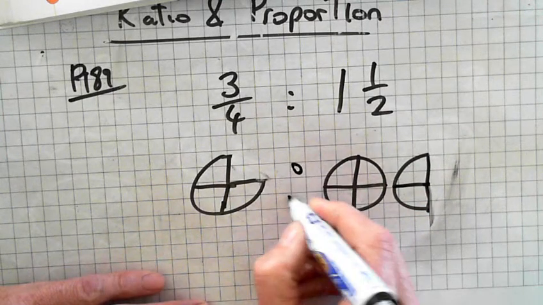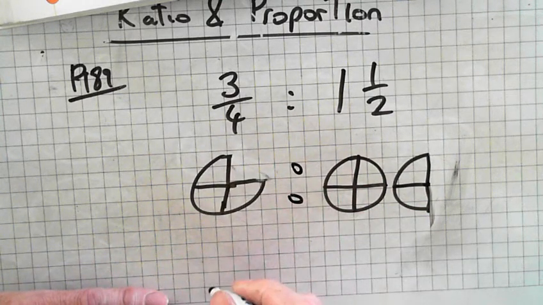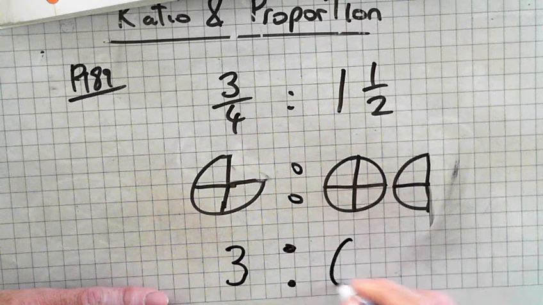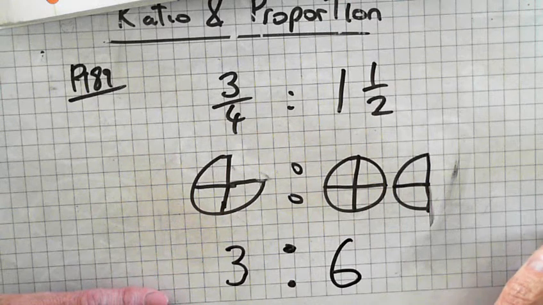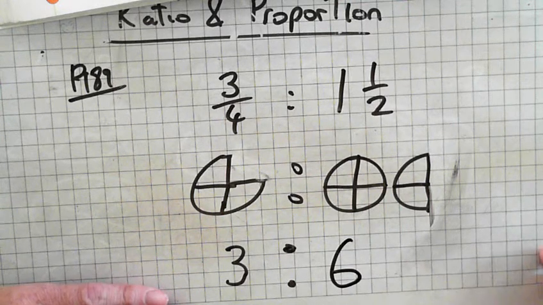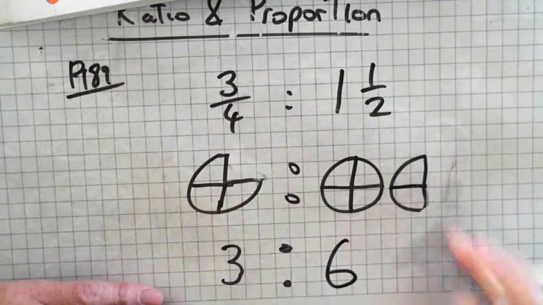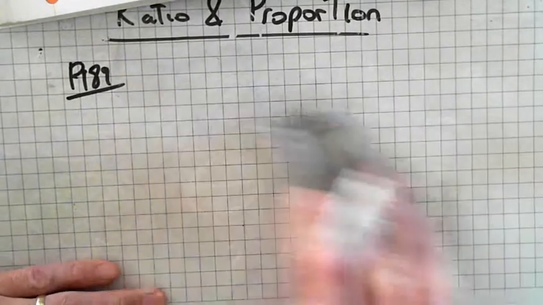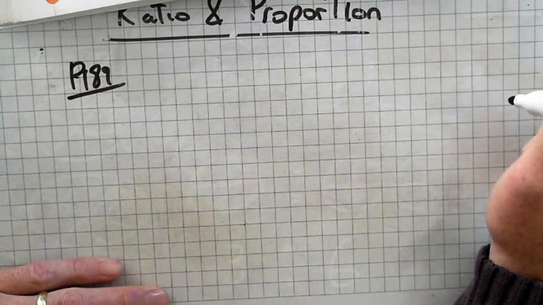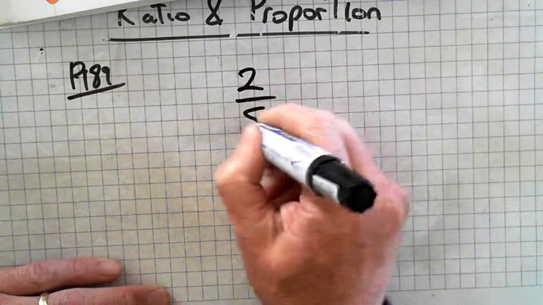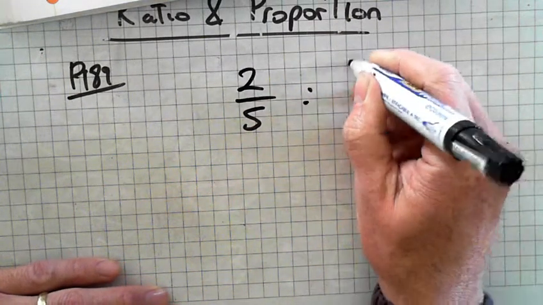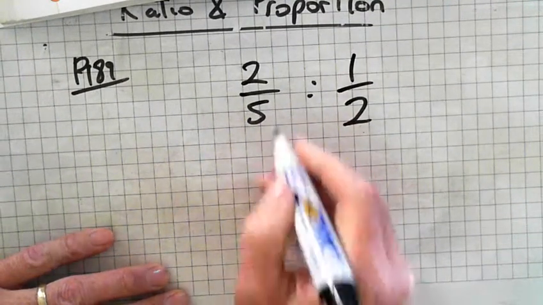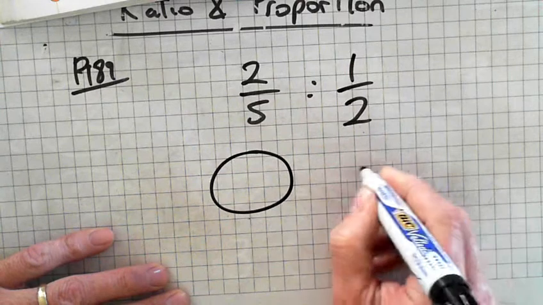Right, so how many quarters do I have in total? 3. And then how many quarters do I have here? 6. I have 6 quarters. So I looked at the smallest piece that I can hand out. It's quarters in that case. All right, I have another one. 2/5 and 1/2. This time, smallest piece, draw a full circle first.